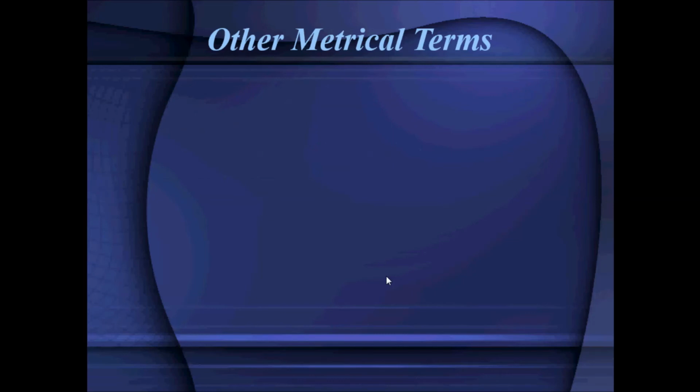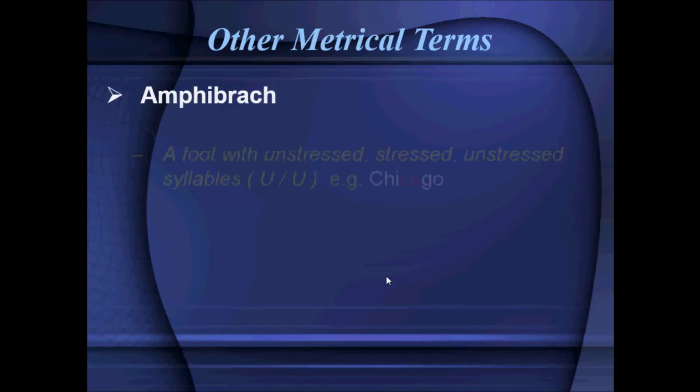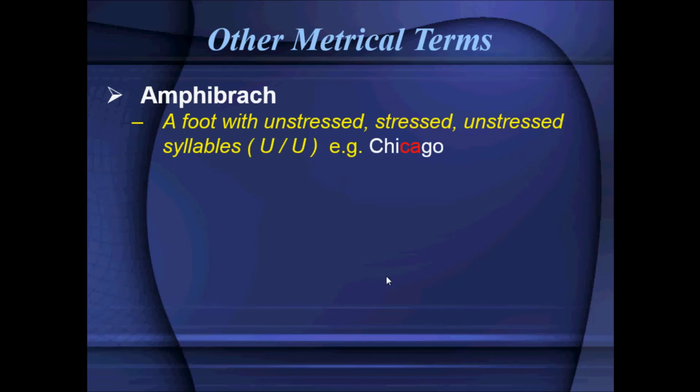Other important or semi-important terms to know. Some of them you'll fill out at the bottom, and some of them I've already labeled, given you the information on the side of the page here. Amphibrach is a foot with unstressed, stressed, unstressed. Very rare. For the most part, "Chicago" is your example. So the stressed syllable is in the middle. You should write that down at the bottom of your page.